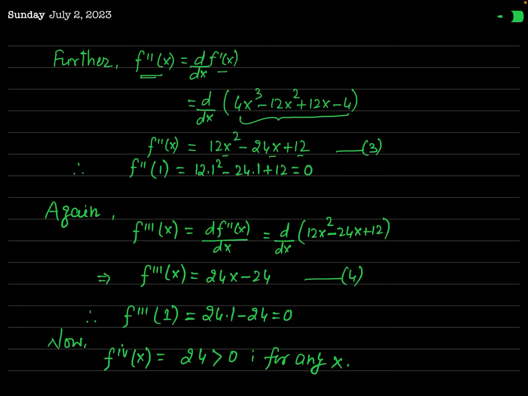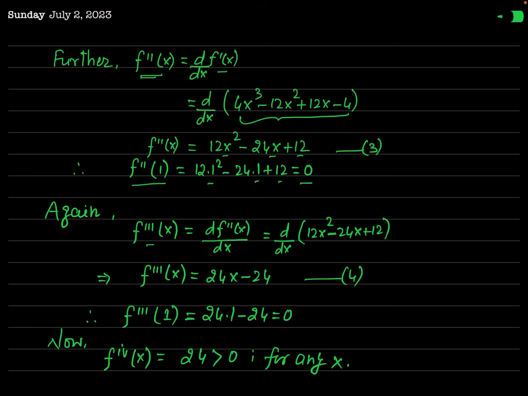Now we will put x equal to 1, which is the critical point, in this equation 3. So after putting x equal to 1, f double dash at x equal to 1 will be what? You can see the expression. This will be 12 into 1 squared minus 24 into 1 plus 12, and you can see this will be simply 0. So the second order derivative of this function at the critical point x equal to 1 is 0.